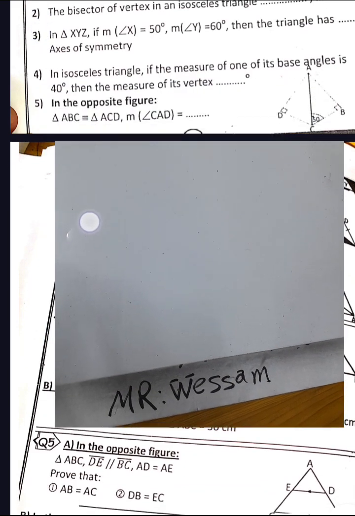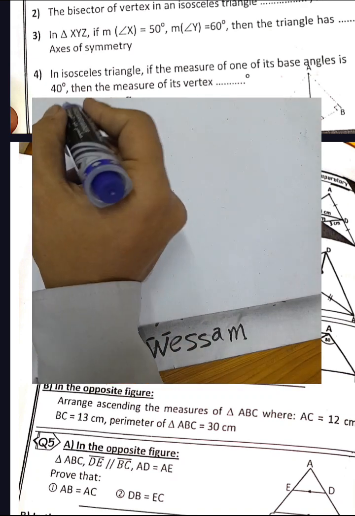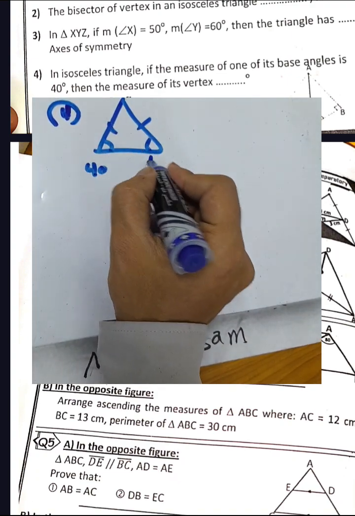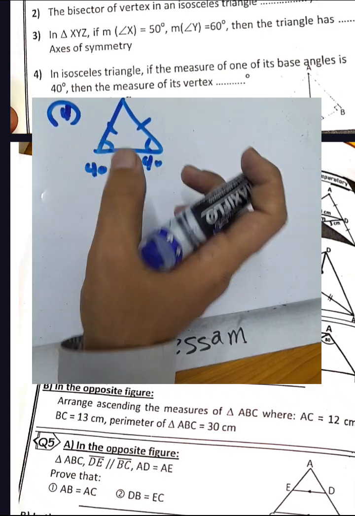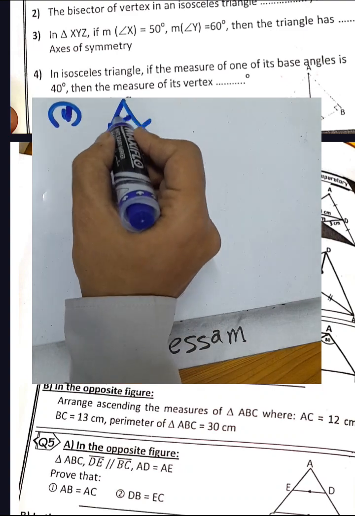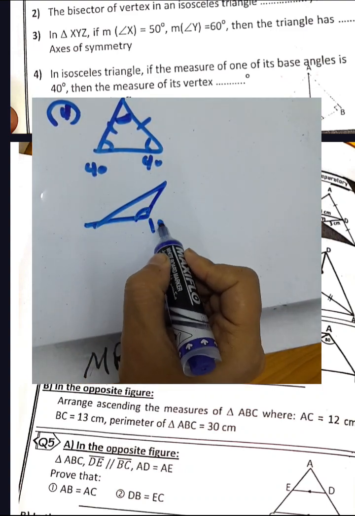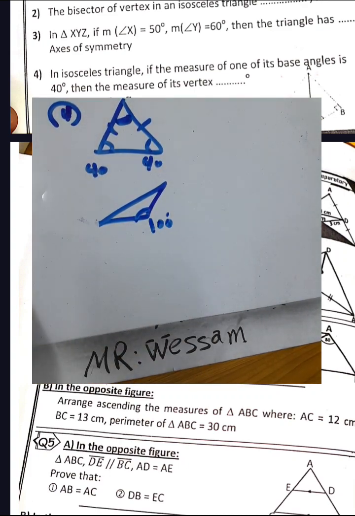Number 4. In an isosceles triangle, if the measure of each base angle is 40 degrees, then what is the measure of the vertex angle? Okay, he gives us the measure of one of the base angles, 40, then the other angle here is 40 because the two base angles are equal in measure. Then 40 plus 40 equals 80, subtracted from 180 it will be 100, then the vertex angle here will be 100 degrees. We call it an obtuse triangle. Then we can write 100 degrees.